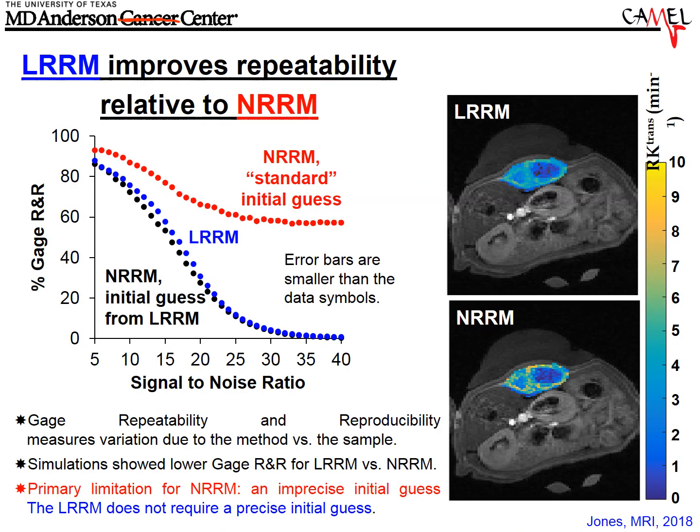And is the linear reference region model helpful? Well, yes, it's about the same as if you were to do the nonlinear reference region model with good initial guesses. If you use a standard guess, one value for all pixels, well, the repeatability is not as good by this gauge repeatability and reproducibility metric. And details are in this paper by Jones et al. And you can even see that the linear reference region model map looks smoother than the nonlinear reference region model map of relative k-trans. By the way, there's no guarantee that the linear reference region model map is correct. There's not a gold standard here, but it does have this intuitive feeling that it should be smoother.